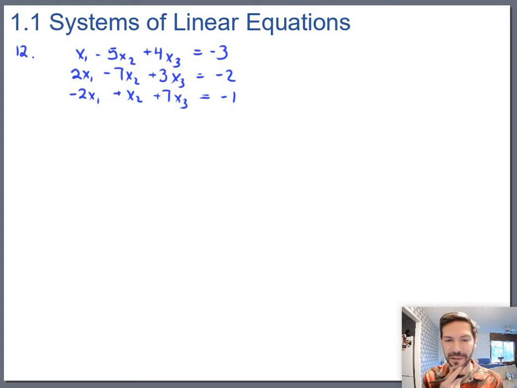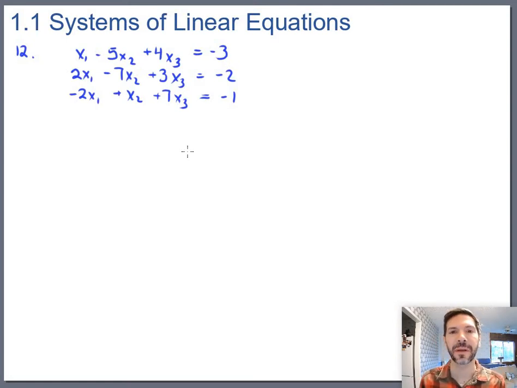So this is example 12 from your homework. It's not one of your assigned problems, but we can make use of it. So notice we're using the x1, x2, x3 language that linear algebra uses instead of x, y, and z, but this is still a three-dimensional system. If you graphed it, you'd get three planes. And if all three of those planes intersected at one point, you'd have a solution. And if they don't, you won't have a solution.